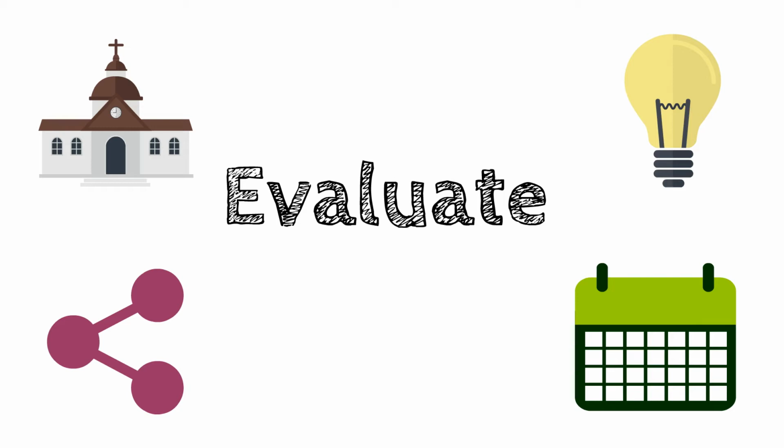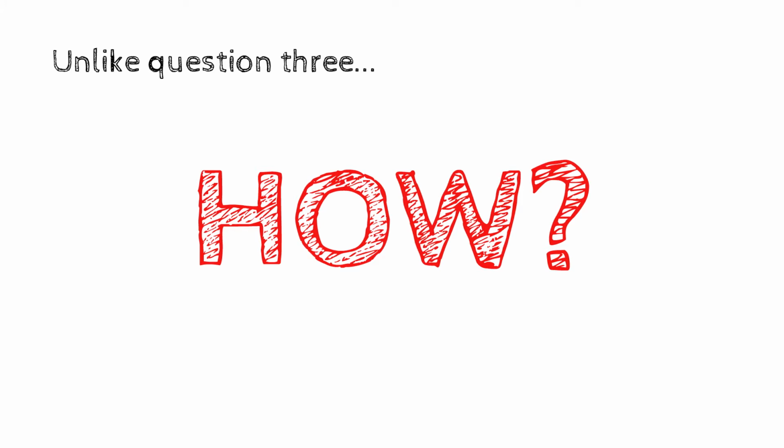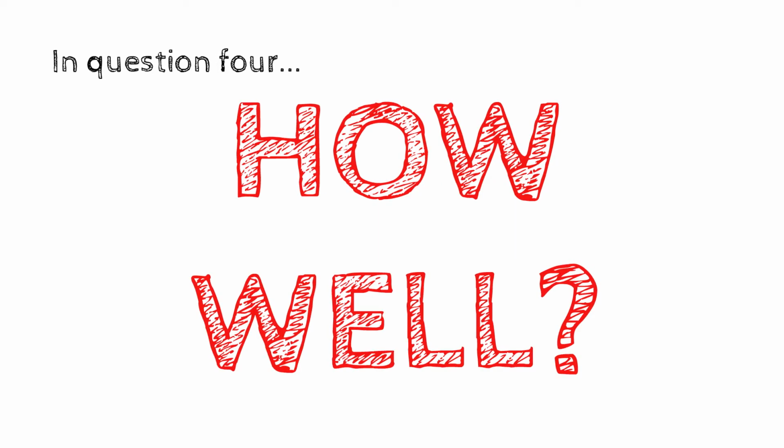You may find that you have a text where the themes and the settings are the most effective elements in the piece, and you just focus on those elements. Unlike question 3, where you are asked how a writer does something, in question 4, you are being asked how well they achieve something. It is often easier to agree that the writer has achieved what the question is asking you to evaluate.